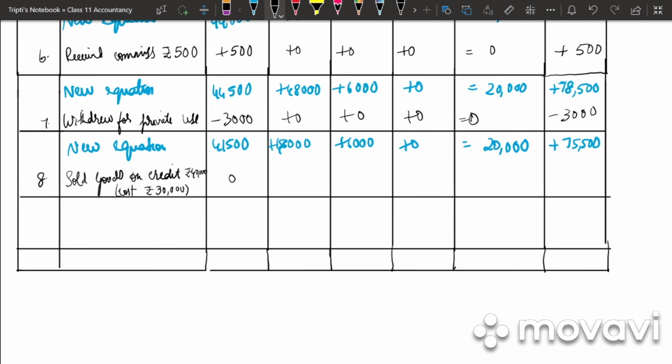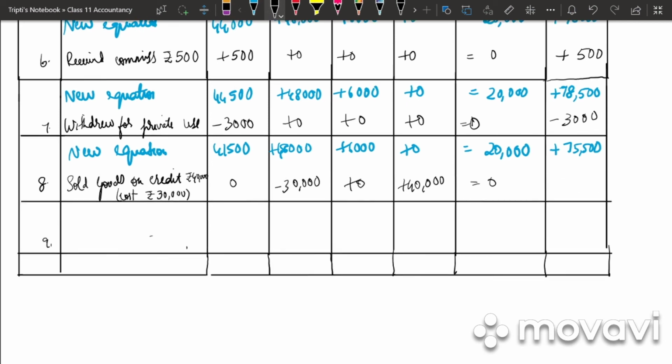It will be 0. Our stock is decreasing by 30,000 because we sold goods worth rupees 30,000. No change in furniture. Then we have debtors, which is increasing by 40,000. Why 40,000? Though our stock was 30,000, we sold for 40,000 on credit, so our debtors will be 40,000. What is happening to our capital? Our capital will increase by 10,000. Why is it increasing? Because we have a profit of 10,000, that is 40,000 minus 30,000.